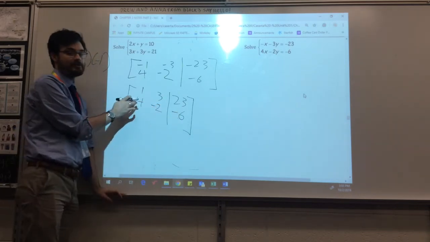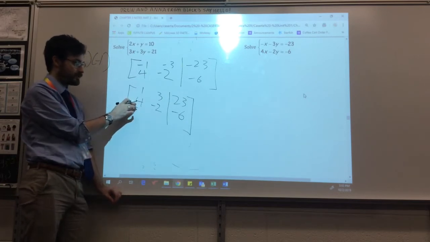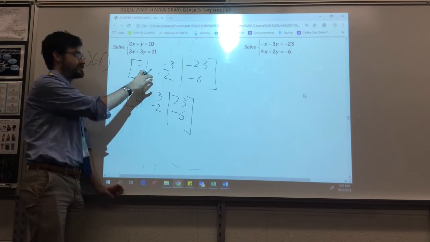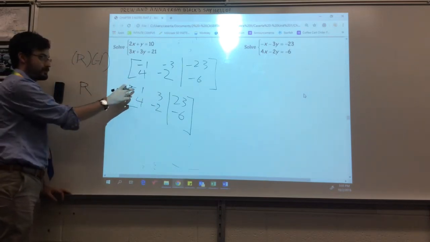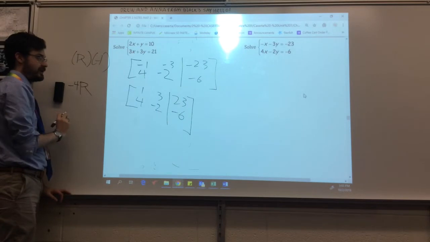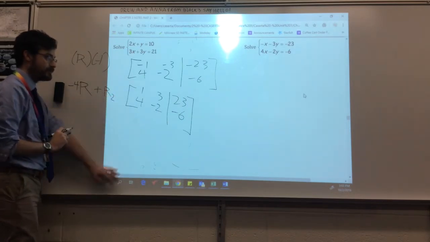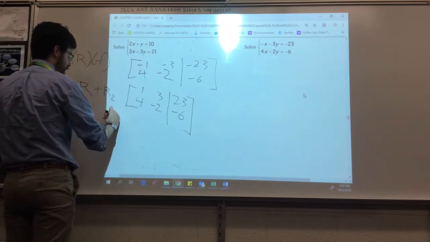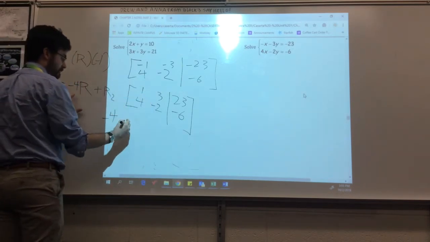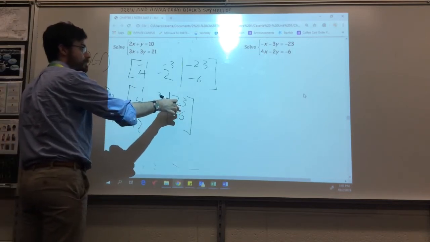I want to knock out this 4, so I want to apply the additive inverse of 4. So I need to take row number 1, multiply it by -4, and then add it back into row 2. So what's that going to look like? -4 times 1 is -4. -4 times 3 is -12. -4 times 23. Well, let's see.